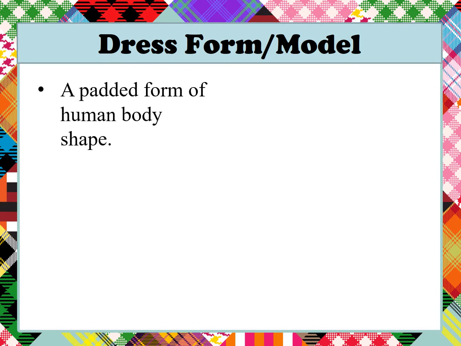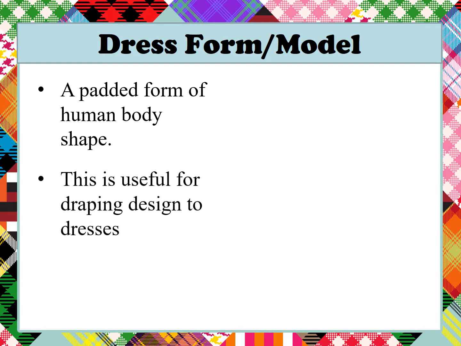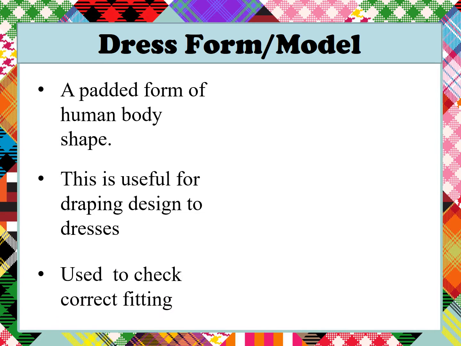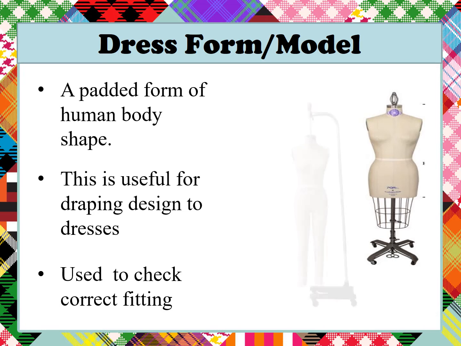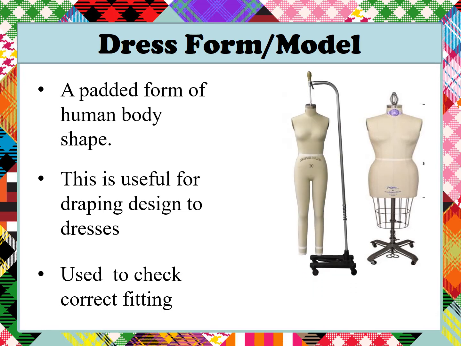Let's look at the dress form or the dress model. It's a padded form of human body shape. This is useful for draping designs for making dresses. It's also used to check correct fitting. Now, as you observe, dress forms are in different sizes and different shape and different types.